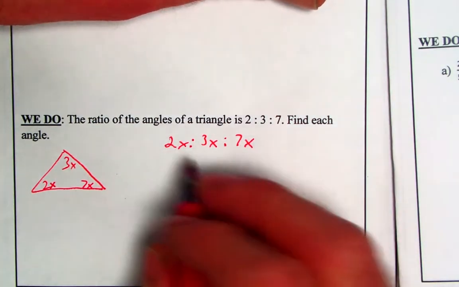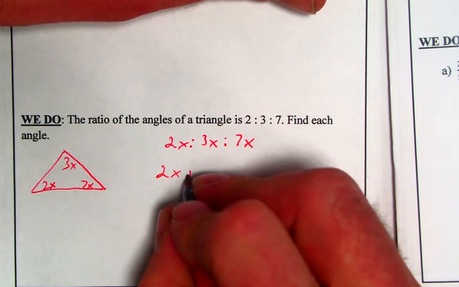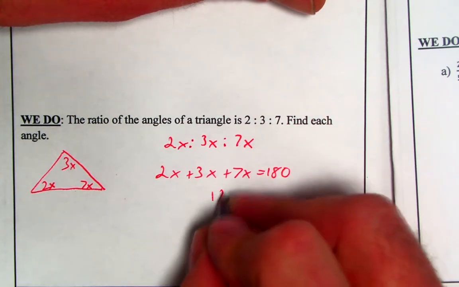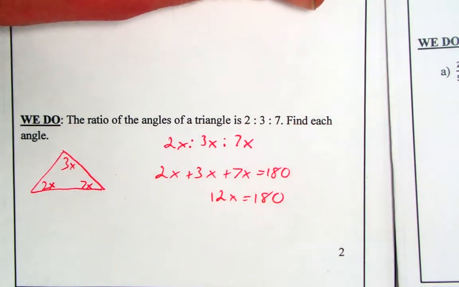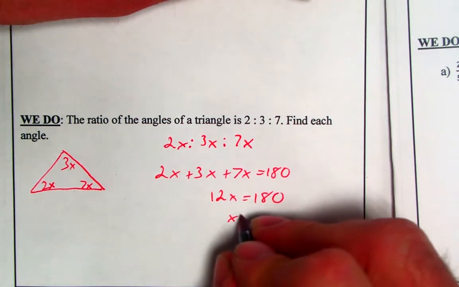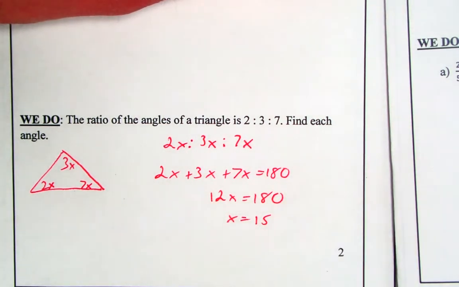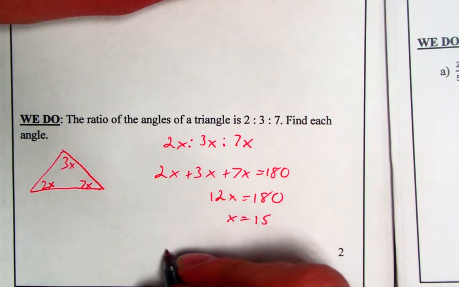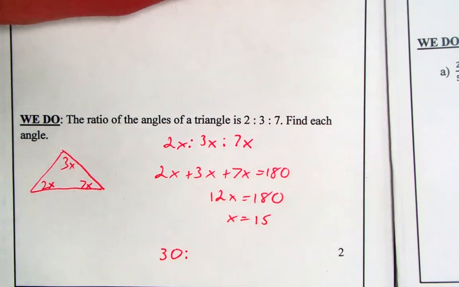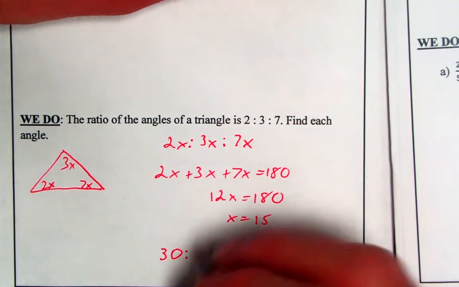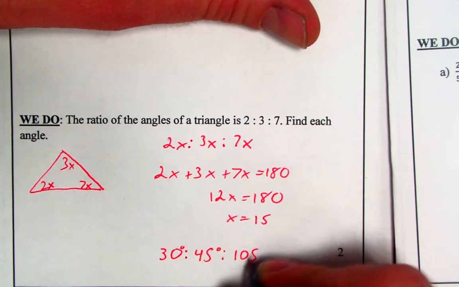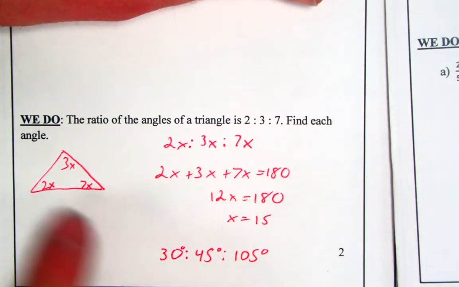That's the ratio. And since they're the angles of a triangle, we know that all those add up to 180. Okay, divide both sides by 12, and you get x equals 15. Okay, so that means our first angle, the smallest angle, 2x, is 30 degrees. I'm just writing it in our extended ratio here. So it's 30 degrees to 3x, which is 45 degrees, to 7x, which is 105 degrees. So those are the 3 angles in the triangle that have that ratio of 2 to 3 to 7.